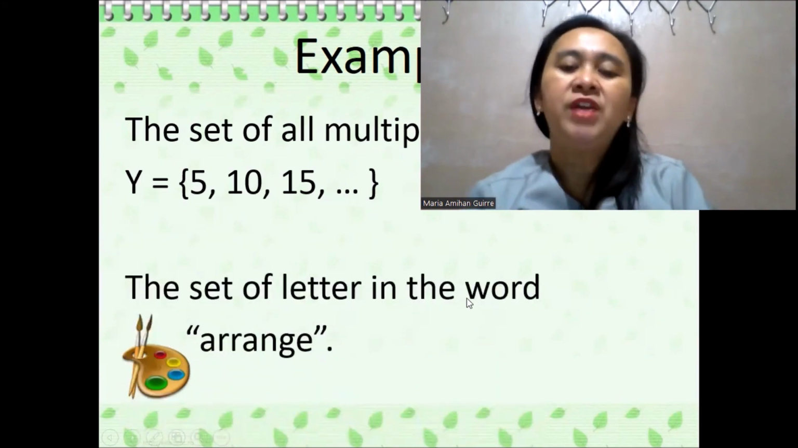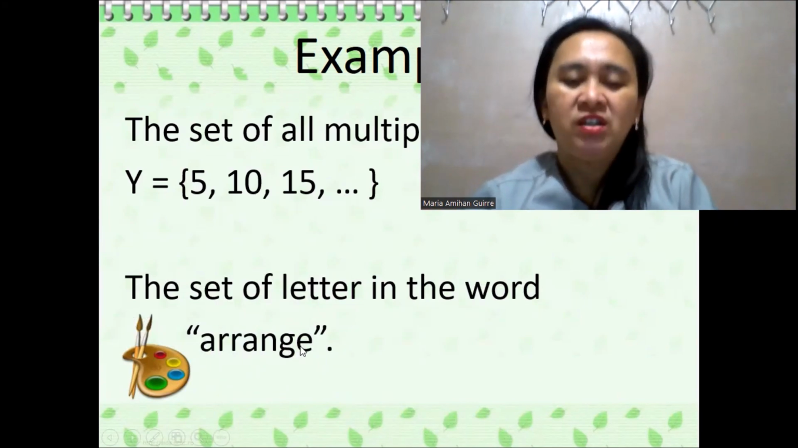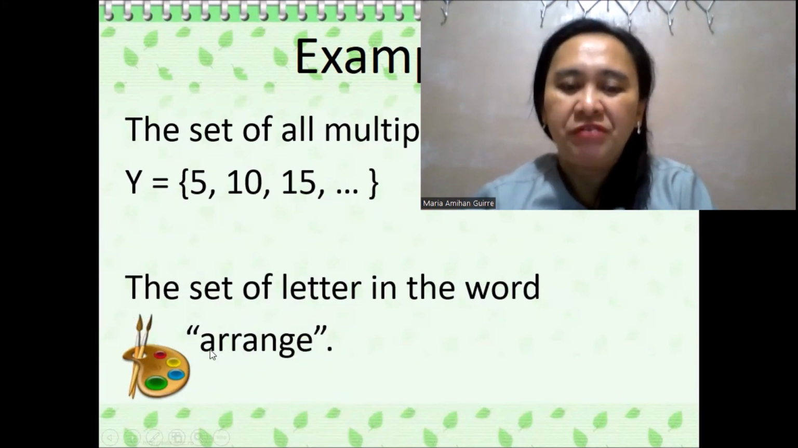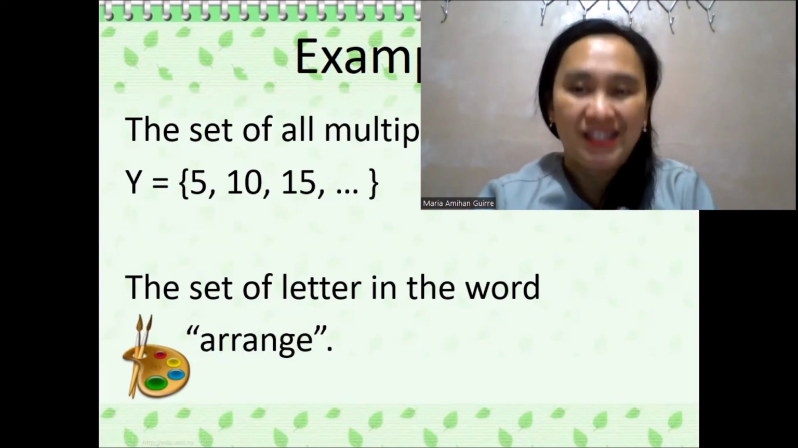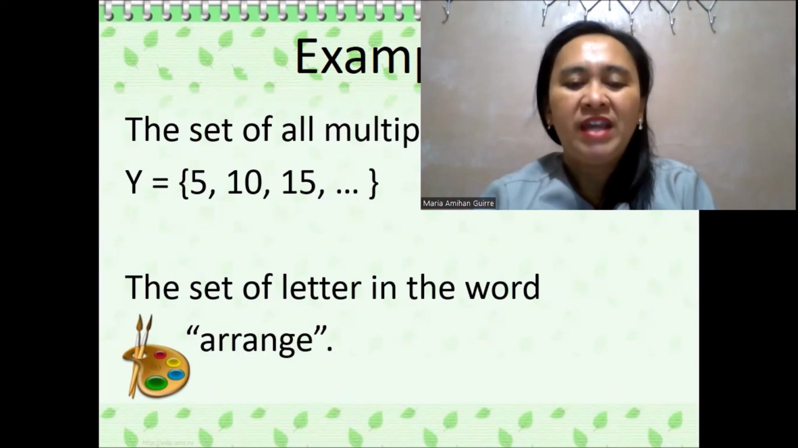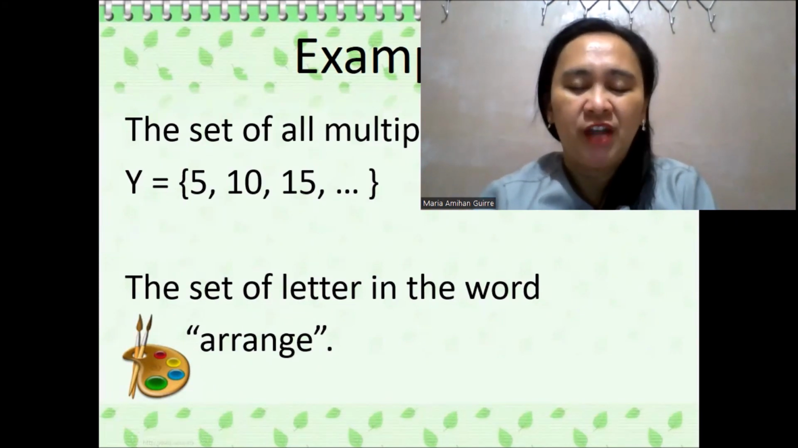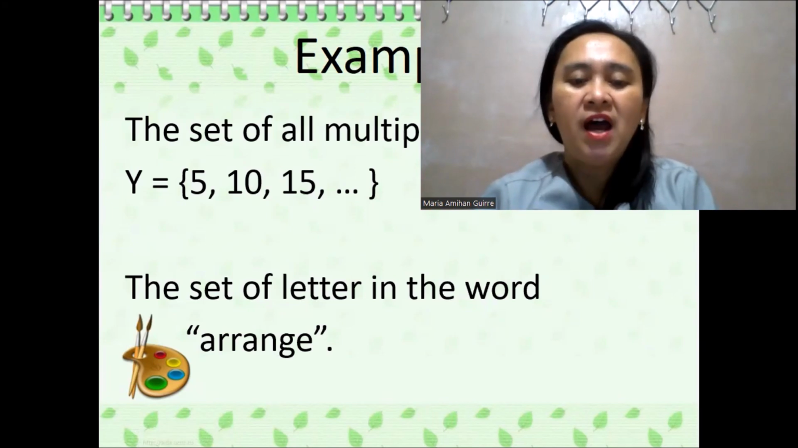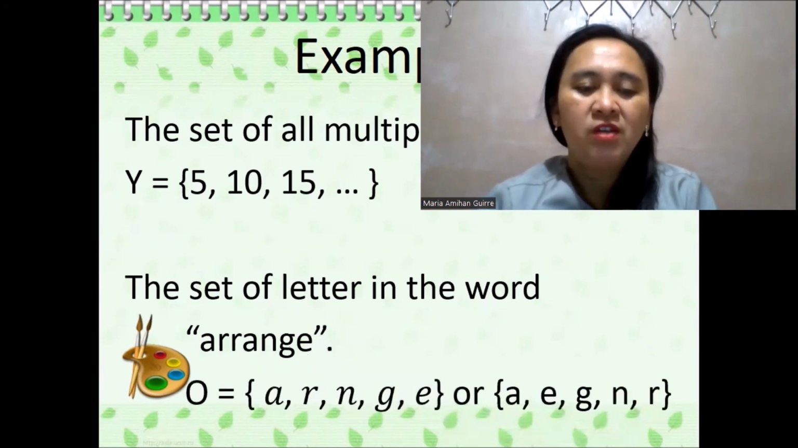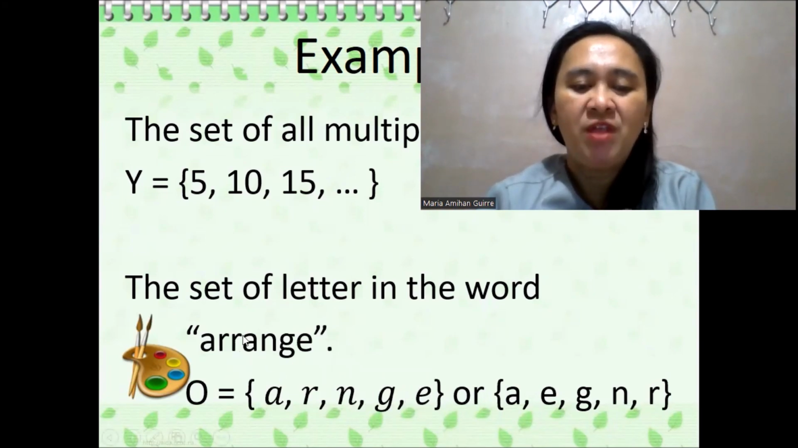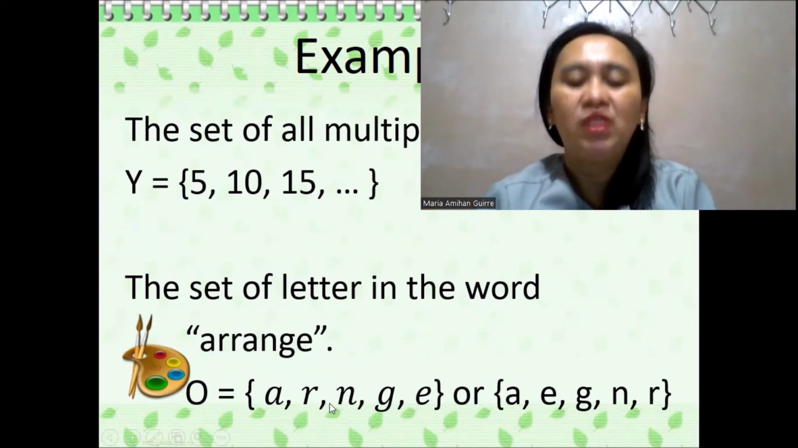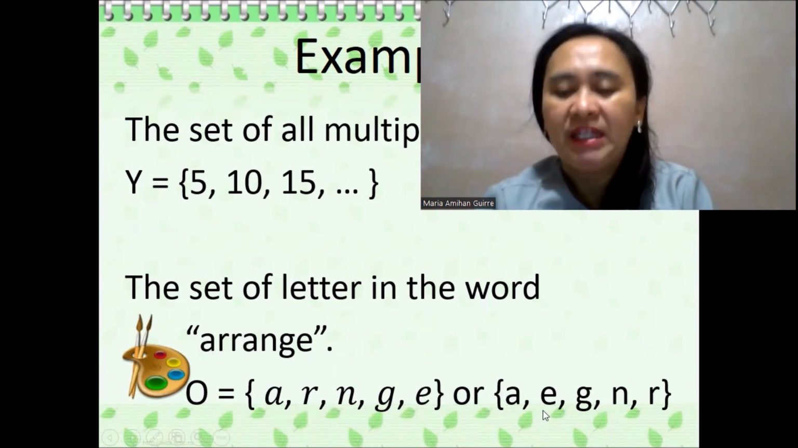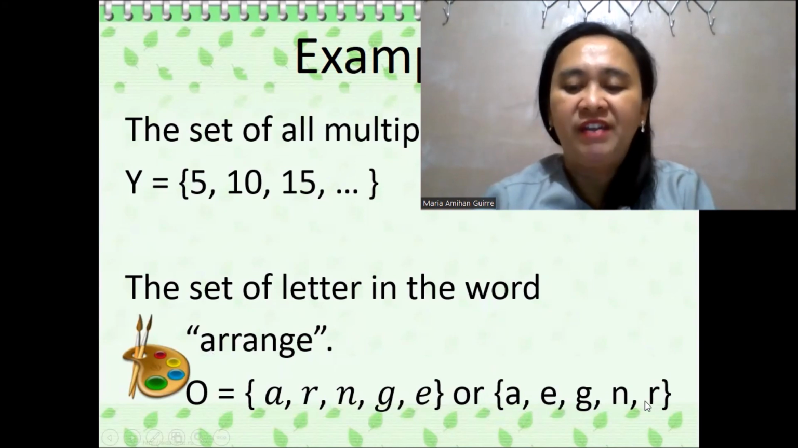The set of letters in the word ARRANGE, with an exact number of elements, is an example of a finite set. Then we can represent it again with another letter, so set O has elements A, R, N, G, E. We have a repeated element R, so we write it once only. Or arranged alphabetically: A, E, G, and R.